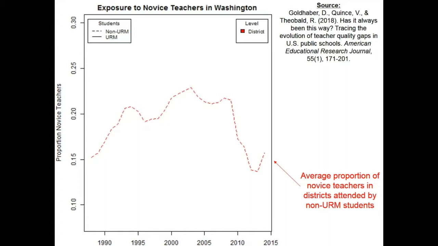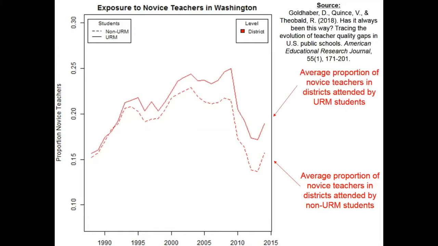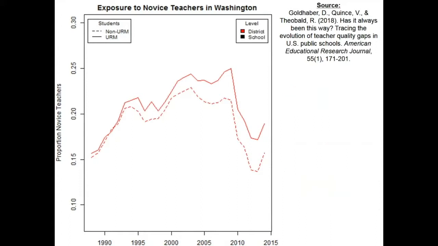When we compare this to the similar line for URM students, we get something that looks like this. You'll notice that the solid line is above the dashed line in each year. This vertical distance is what we call the district level teacher quality gap, or the average difference in the proportion of novice teachers in districts attended by URM students compared to districts attended by non-URM students. In other words, URM students tend to attend districts that have more novice teachers than non-URM students.